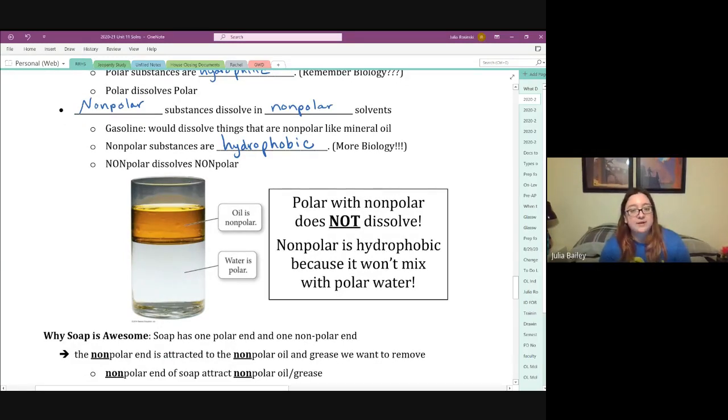So polar and non-polar together are not going to dissolve, like oil floating on top of water. Oil is non-polar. It's going to float on top of polar water. It'll be less dense, which is why it floats on top, but they won't mix is the point. Non-polar stuff is hydrophobic. It won't mix with water because the polar pluses and minuses in the water molecules are not attracted to the non-polar oil because it doesn't have any pluses and minuses.